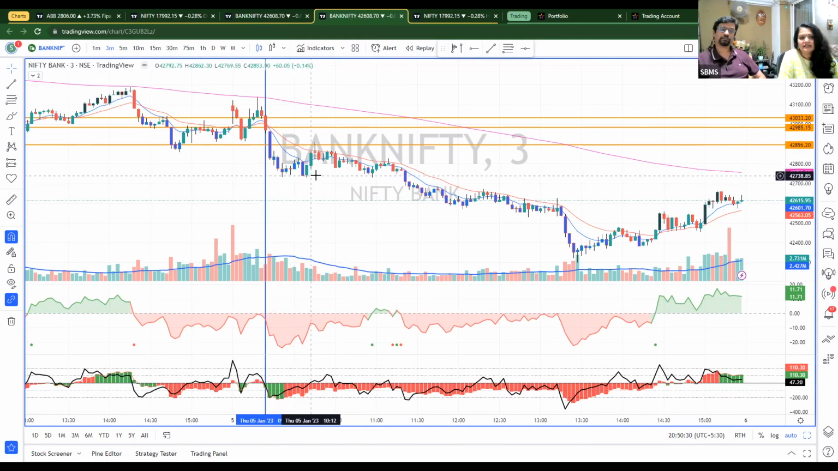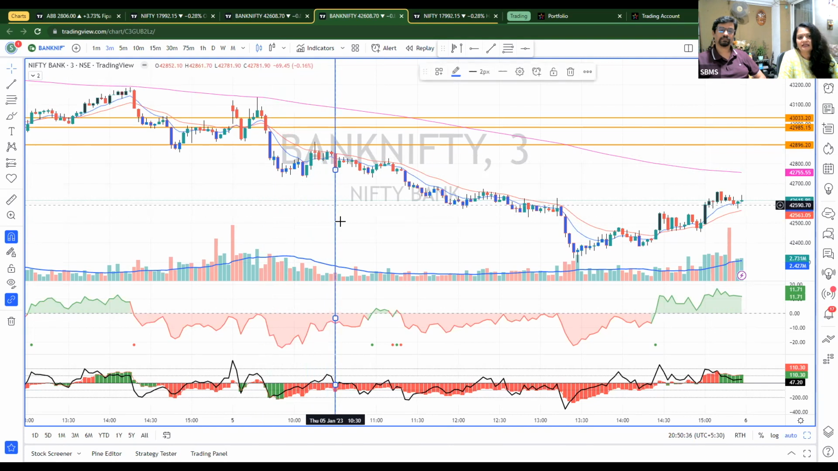Second thing, the next entry alert candle was this. So I'll move this here. This was the next alert candle. Similarly, there was no follow up to this candle, so we will not initiate a sell trade. And then again, after this, it comes to our alert candle.